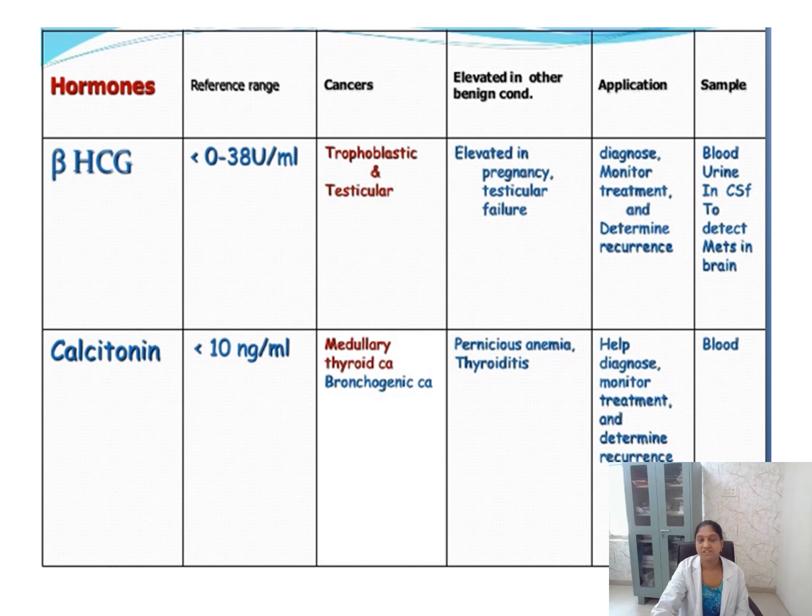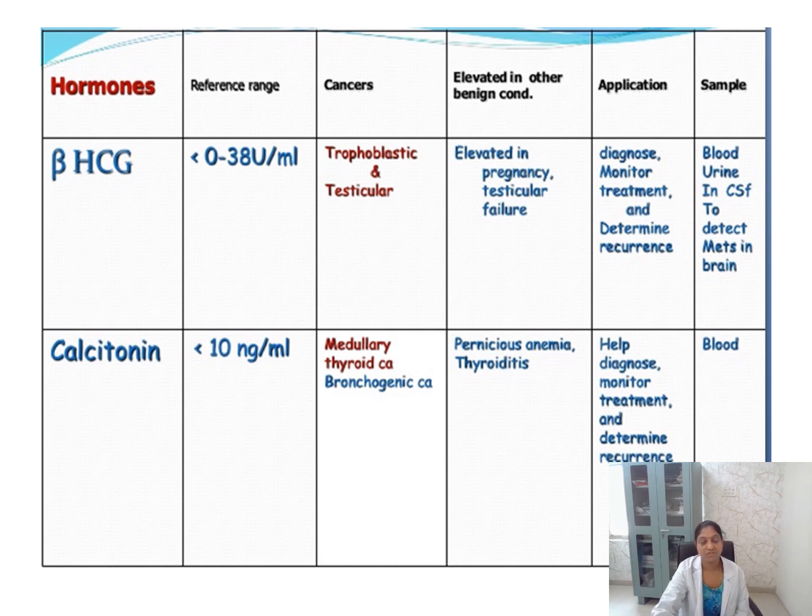Beta HCG levels can be useful for diagnosis, monitoring the treatment, and determining recurrence. Blood and urine samples, and also CSF samples, can be collected to identify the beta HCG levels. CSF is used in case of metastasis to the brain.